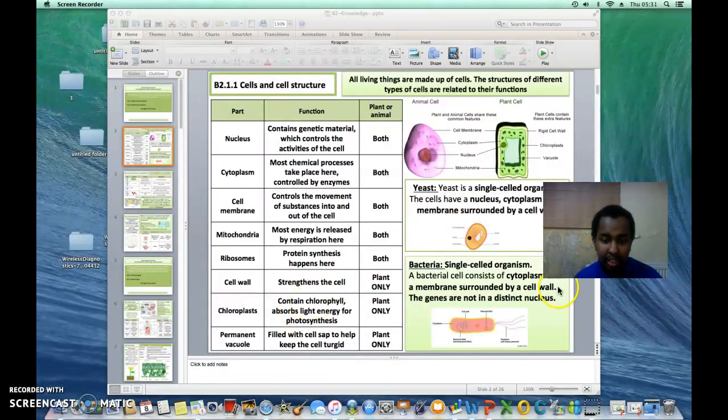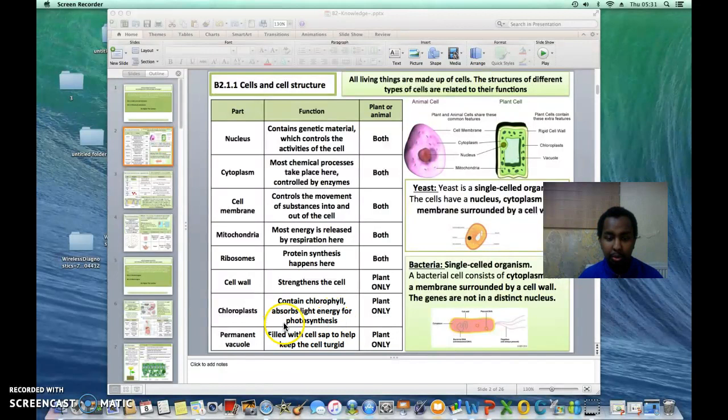Chloroplasts, this is specifically for plants, is the thing that makes the leaf green. It absorbs sunlight for photosynthesis. So chlorophyll absorbs sunlight, and chloroplast contains chlorophyll. Chlorophyll is the thing that makes plants green. If you look at a leaf, it's very green because it contains chlorophyll. Chlorophyll is a substance that's needed to absorb light energy during photosynthesis.